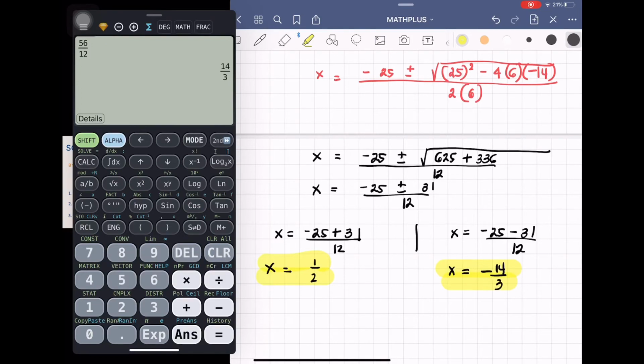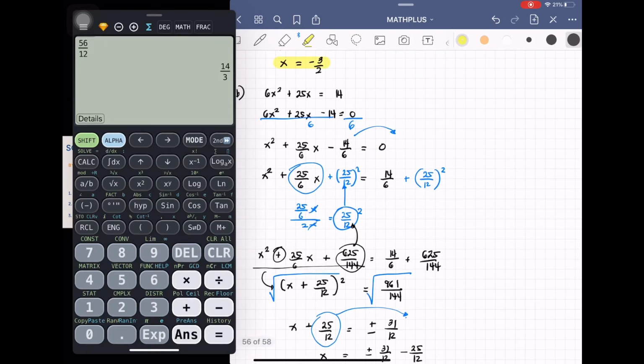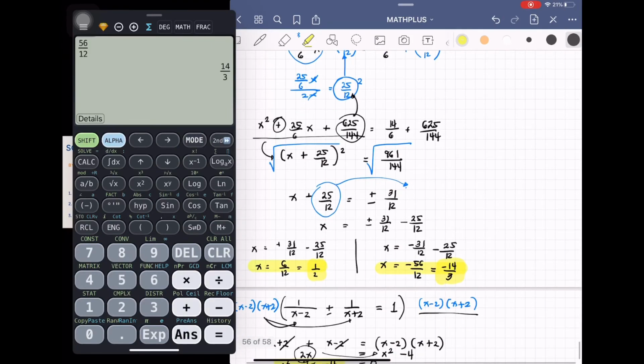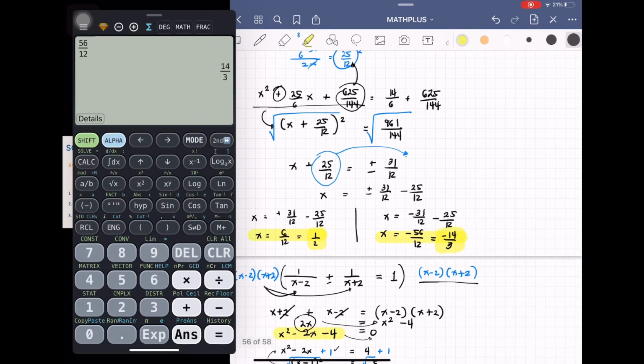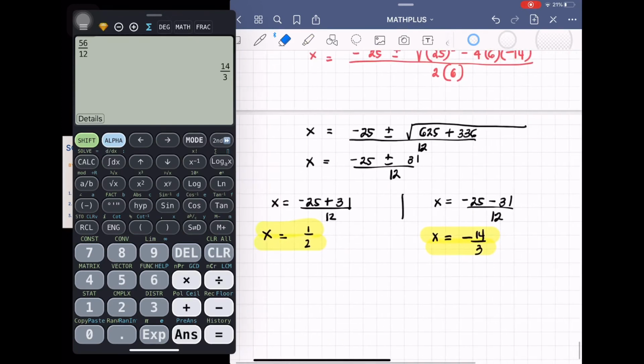Let's check our answers with completing the square. So we already solved this. This one, okay, it's this equation. Our roots to this are 1 half and negative 14 over 3. So we got the same answer.